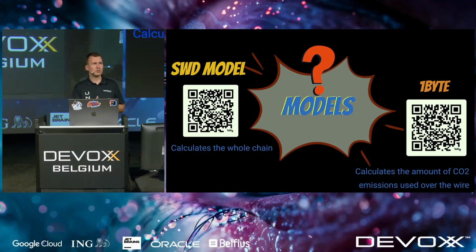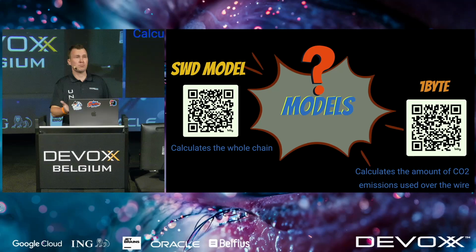That's the one byte model, but you can also go further: from deploying your application to running it in the cloud. That's the SWD model, and that's the whole chain. So you monitor everything. What they do is check the data center, monitor it, calculate it per byte, and then do the translation to CO2 emissions.